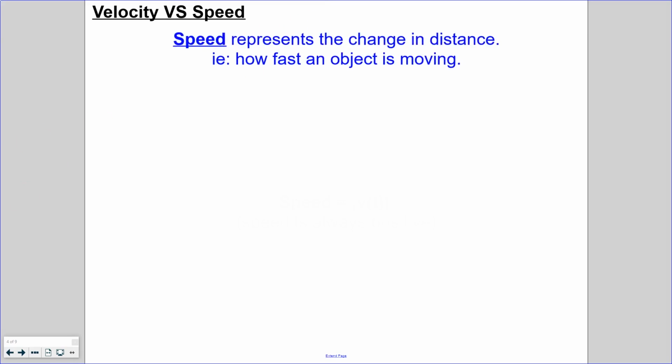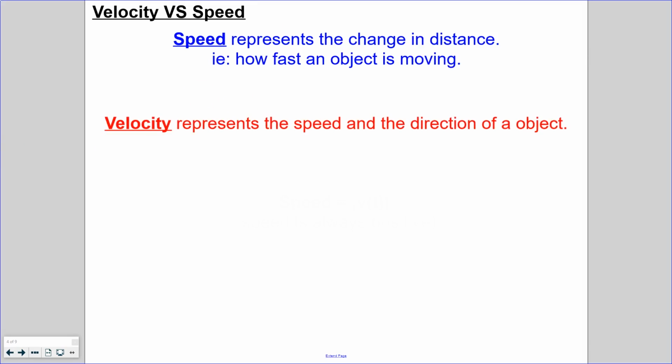All right, so in order to talk about linear motion, we need to talk about velocity versus speed. So speed represents the change in distance, i.e., how fast an object is moving. Velocity, on the other hand, represents the speed and the direction of an object. So the velocity is more than just speed. Velocity is speed and direction of an object.